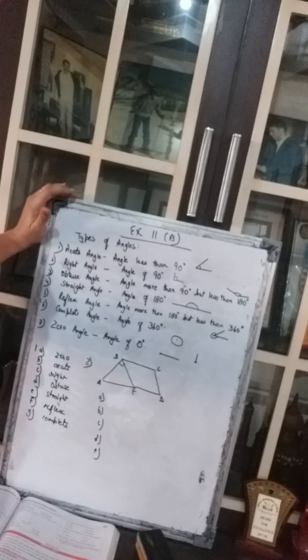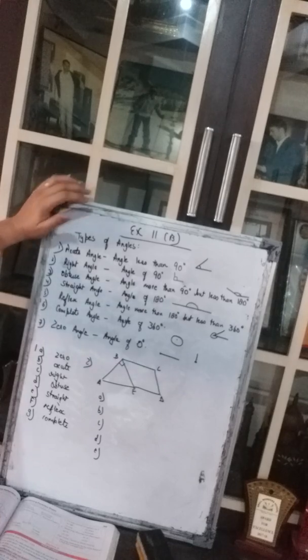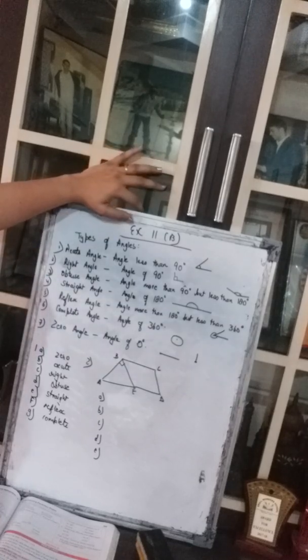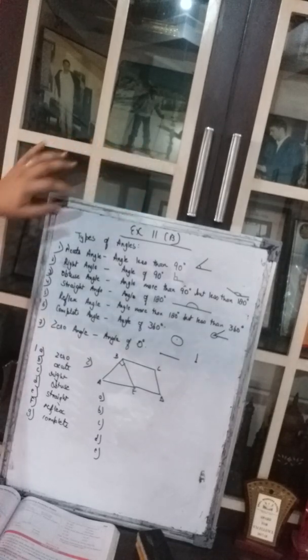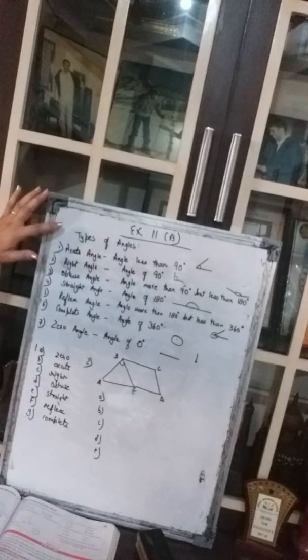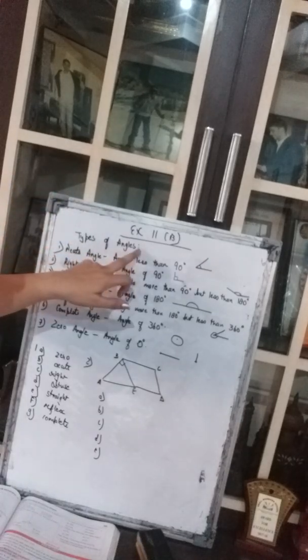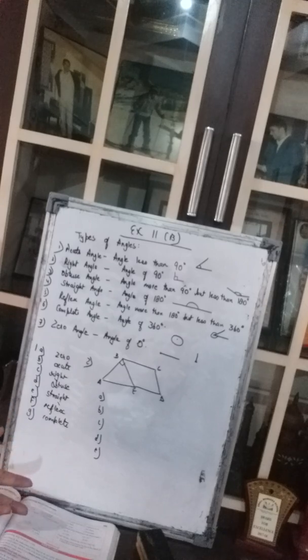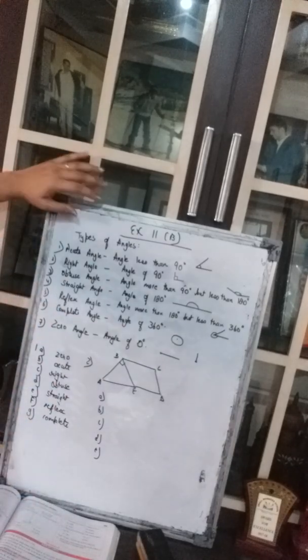So now after the vacations, let's start our work, and today we will start with exercise 11B. Before starting this exercise, you will write the types of angles. You already know the different kinds of angles, but we will just review them once again.